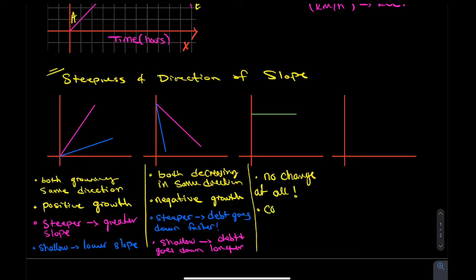We could say constant. Actually, we'll do this in green because that's what actually defines it. We'll say constant slope. So our rate of change is actually zero. There's zero rate of change in this case. And we can use this example above.